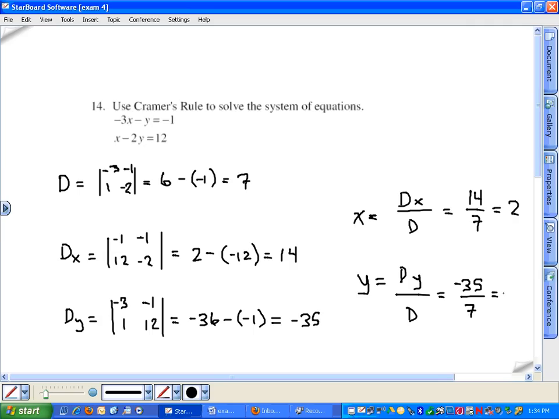Divide that by 7, we get negative 5. So our solution is 2 comma negative 5. And if you remember, this system of equations showed up a little while ago in one of the other ones. That is also done on purpose, just so you can make sure that you get the same answer both times. That's just a way of helping you there.